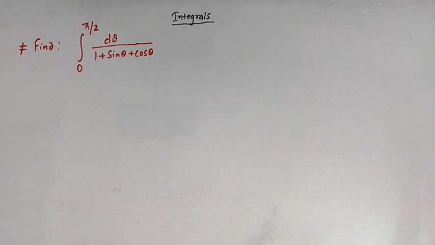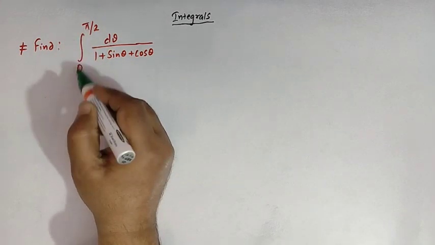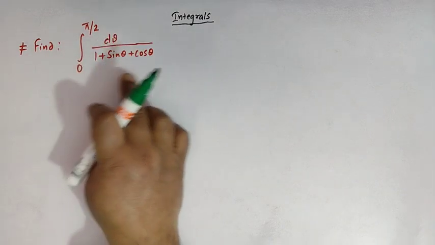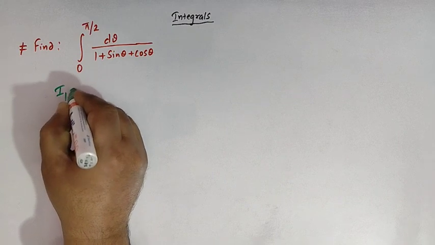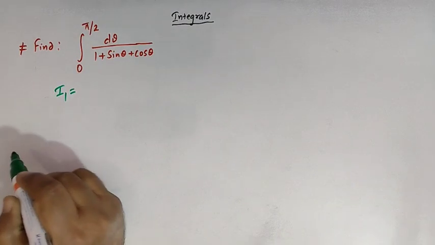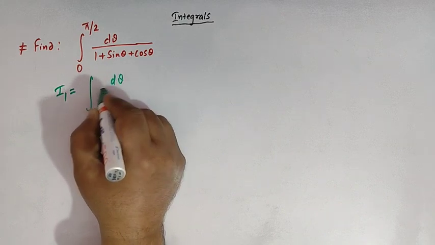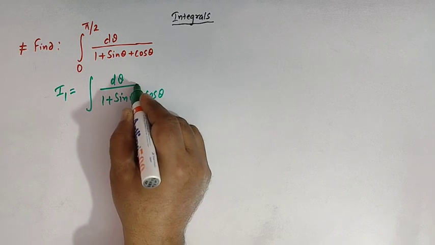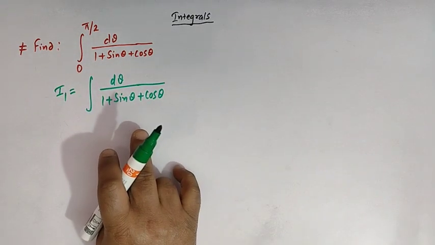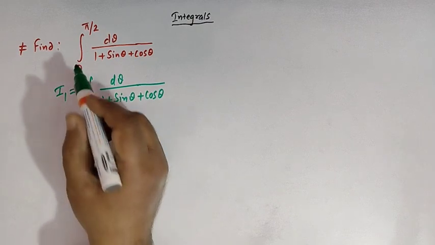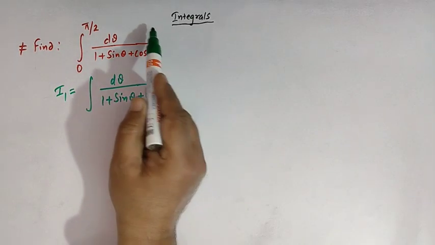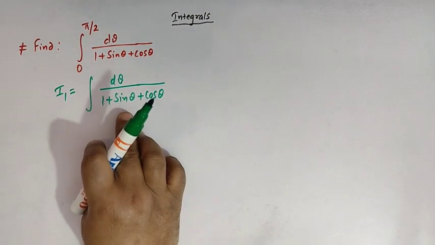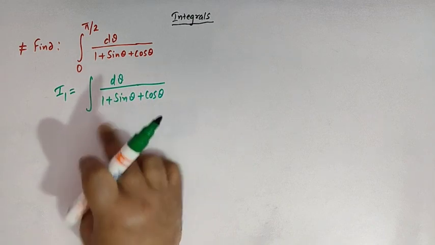So let us start. So here we are given the definite integral. Let us consider the indefinite integral of this integrand, right? So let us call that indefinite integral I1, right? So here we have d theta over 1 plus sine theta plus cos theta, right? So once we find the value of the indefinite integral, we'll substitute the corresponding limits to get the value of this definite integral, right? So here let us first see the form of this integrand, right?